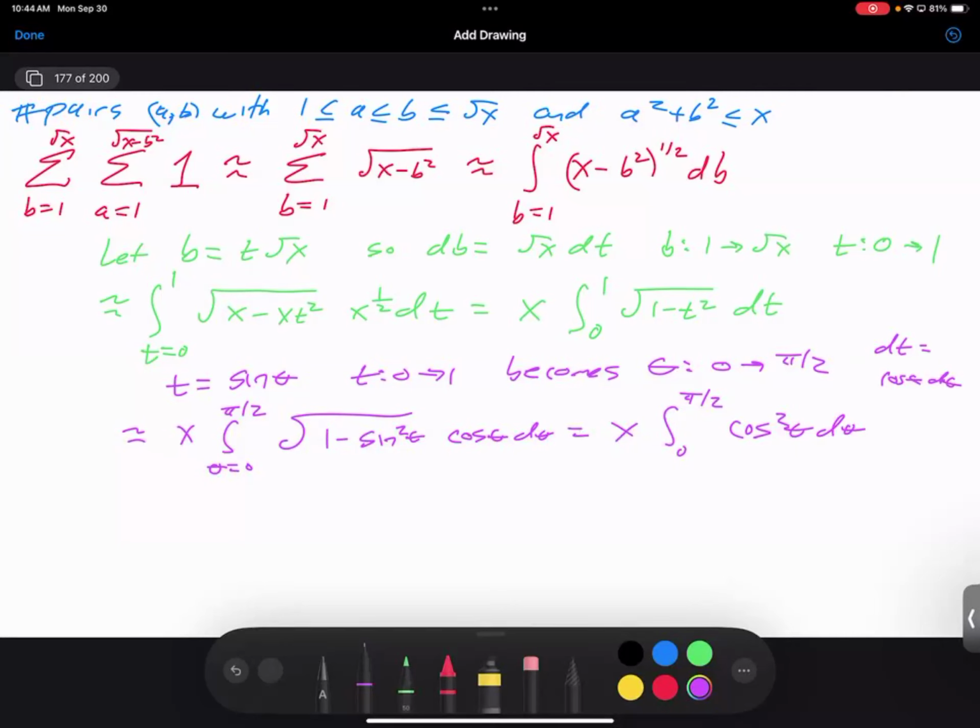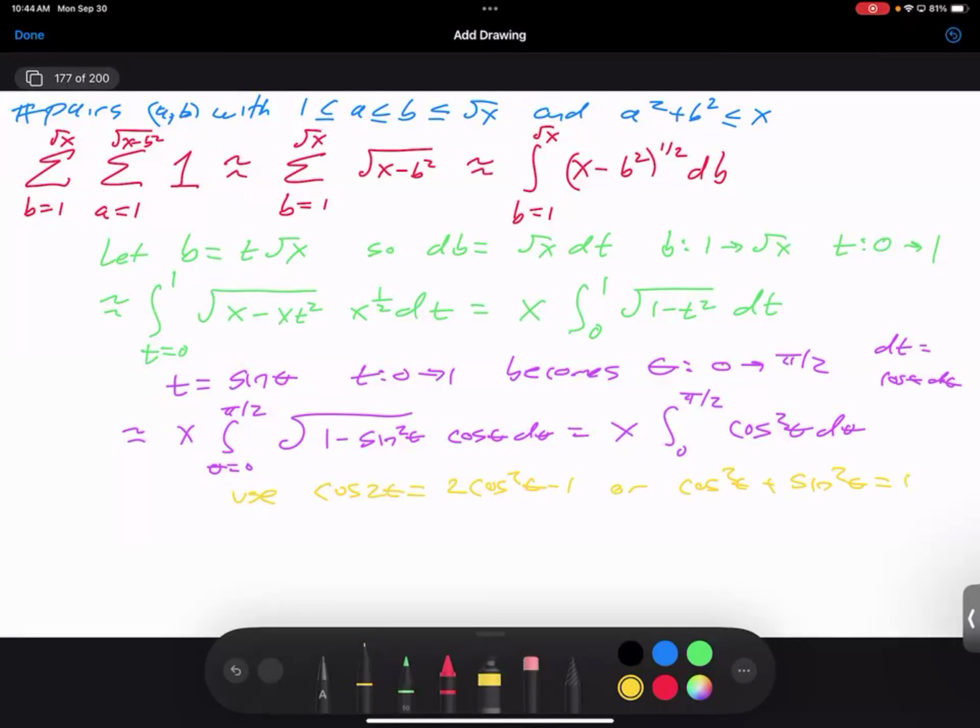So you can do the cosine of 2 theta is cosine squared minus sine squared. So cosine of 2 theta is 2 cosine squared minus 1. So cosine squared is 1/2 cosine 2 theta plus 1. You could do that. That's one way to do it. So you could use cosine of 2 theta is 2 cosine squared theta minus 1, or cosine squared theta plus sine squared theta equals 1.